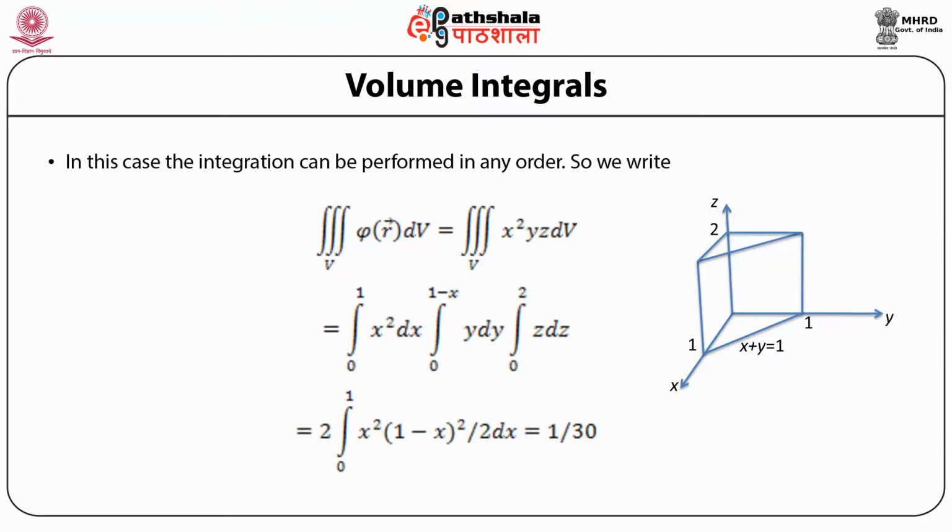In this case, the integration can be performed in any order, so we write the volume integral of phi(r) dv equal to the volume integral of x square yz dv, which is equal to integral from 0 to 1 x square dx into integral from 0 to 1 minus x y dy into integral from 0 to 2 z dz, equal to 2 into integral from 0 to 1 x square into (1 minus x) whole square divided by 2 dx, which is equal to 1 divided by 30.